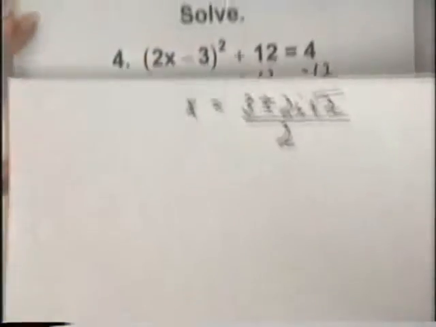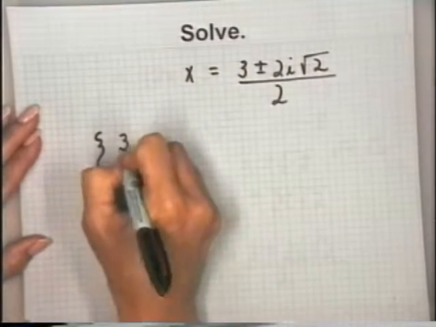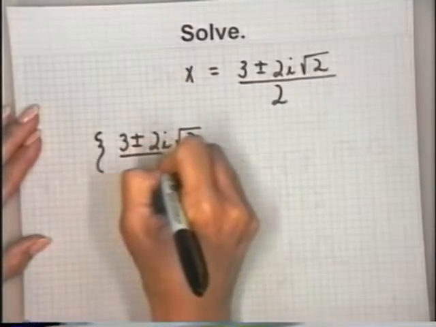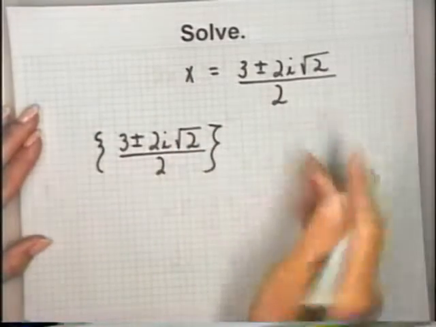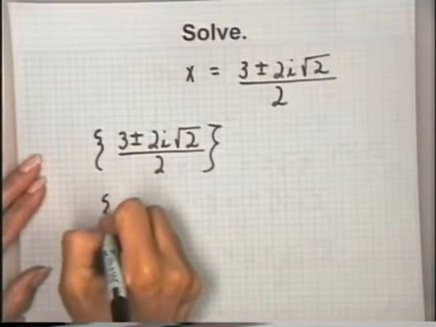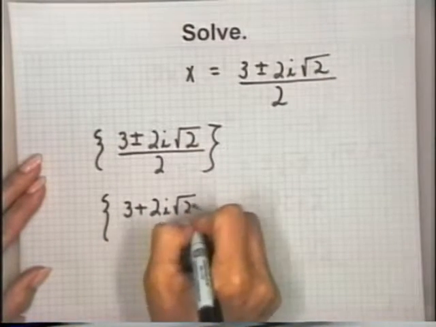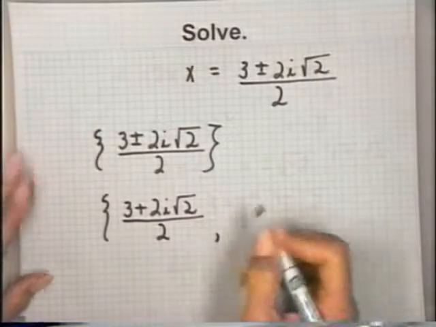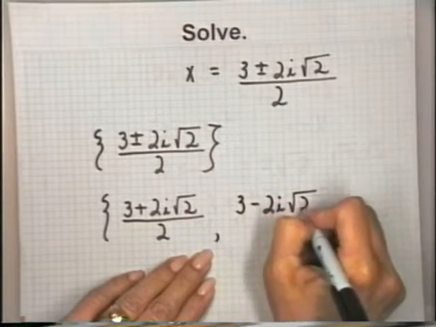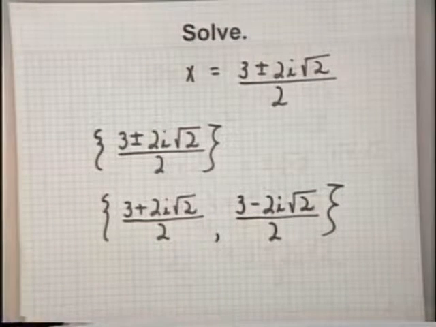Using solution set notation, I may write this, or remember, this actually represents 2 solutions, so I could write 3 plus 2i times the square root of 2 over 2, and the other solution is 3 minus 2i times the square root of 2 all over 2.